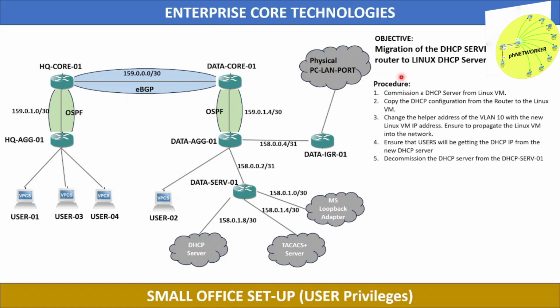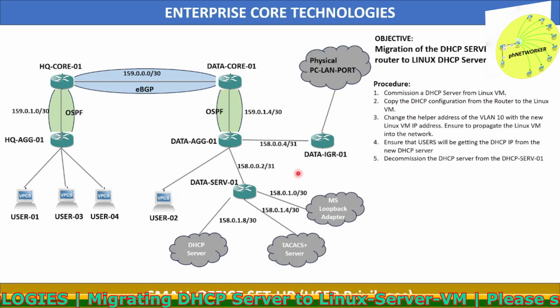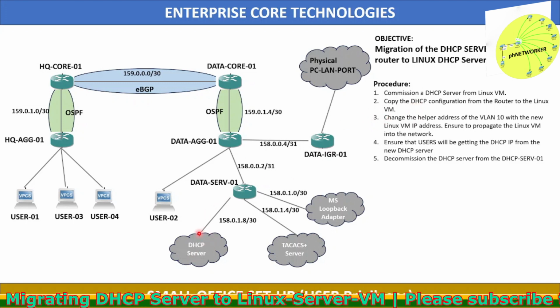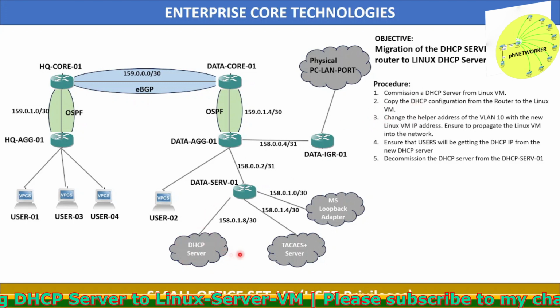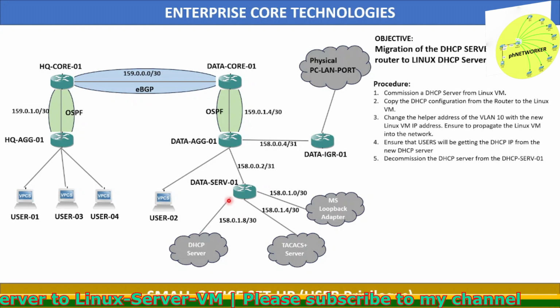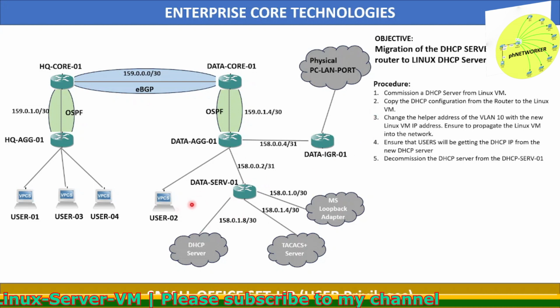In this video, we will migrate the DHCP server from the router to a Linux DHCP server. First, we will commission a DHCP server in a Linux VM, and then copy all the configuration from the router to the Linux server. Next is to change the IP helper on the interface VLAN 10 on HQ and data AGG.